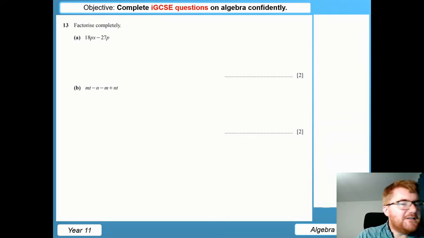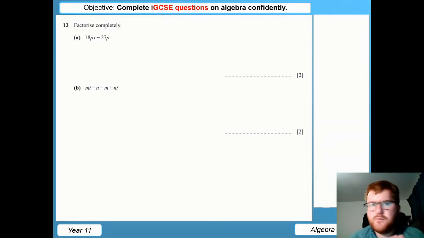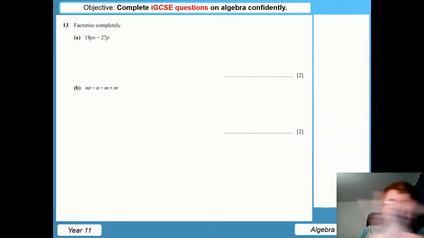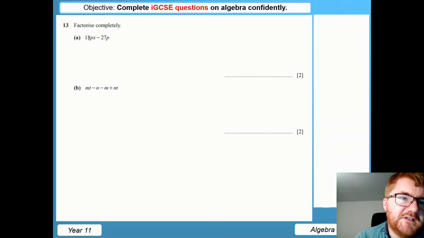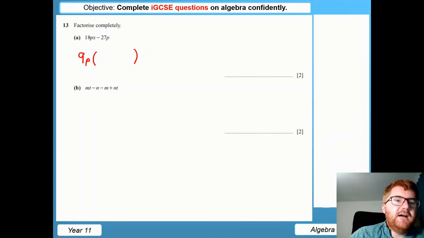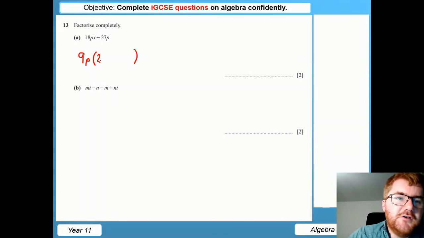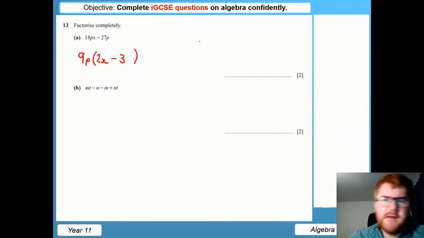And yes, we've got some more factorization, because I'm imagining at this point of the video you're still a little bit unsure with this weird factorization. No problem, I'm here to help you. So let's go through this. Again, we look for common factors. So we notice we've got 18 and 27, well 9 goes into both, and a p goes into both. And now we work backwards. So what do we multiply 9p by to get 18px? Well, 2 and x. What do we multiply 9p by to get minus 27p? Well, minus and a 3.